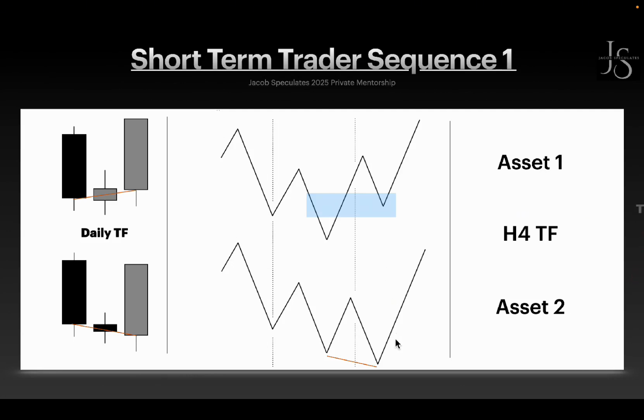Whenever you're looking for this sequence, you're looking for the weaker asset to run below the low of the previous weekly cycle quarter, which would be the previous day, while you're looking for the stronger asset to tag inside of that 4-hour reversion level.